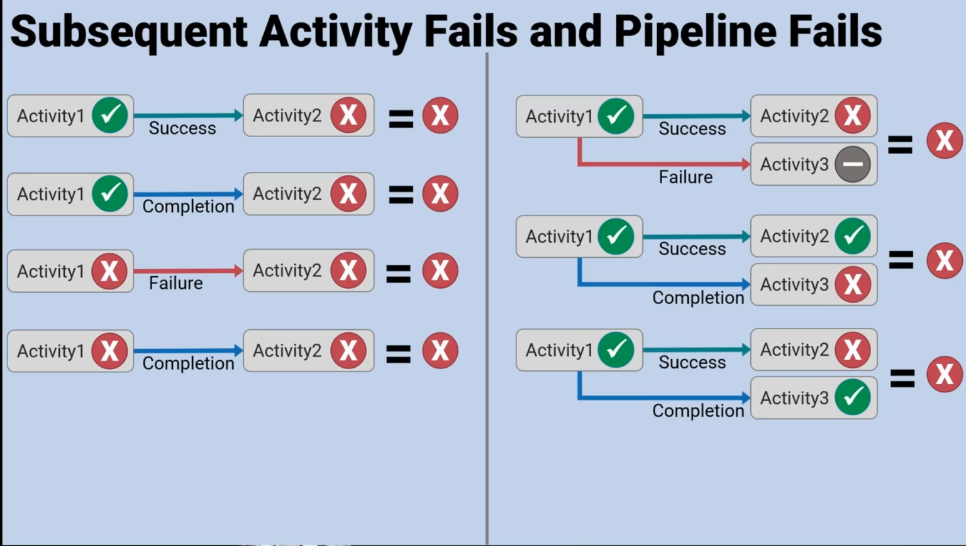So this time we'll focus on the activities at the end of the pipeline. In a pipeline with 2 activities with a dependency on the first activity, if activity 2 fails, regardless of the dependency condition on activity 1, the pipeline will fail. If any activity at the end of the pipeline fails, basically the pipeline will fail.